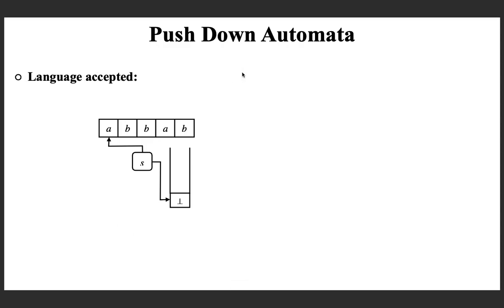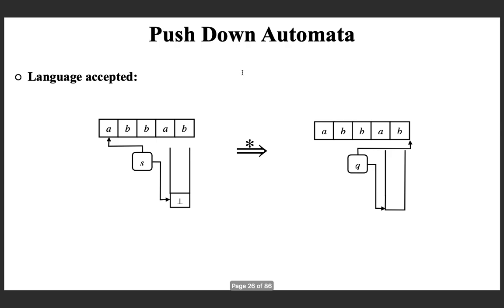Now, what is the concept of language accepted? We know that there are two acceptance criteria, and we are only looking at the stack empty acceptance criterion. By that, an input is said to be accepted when the stack is empty at the time of finishing the input. So in that acceptance criterion, the status of the state is not going to play any role.